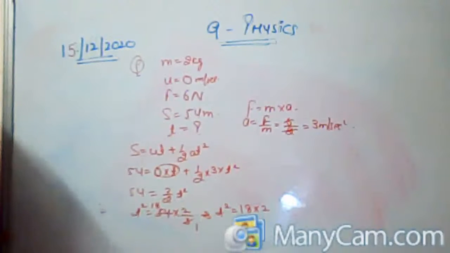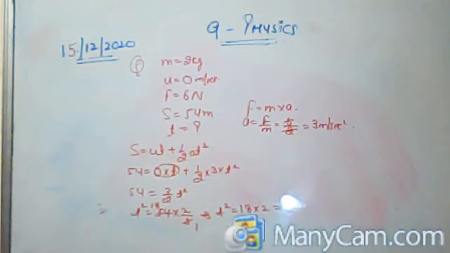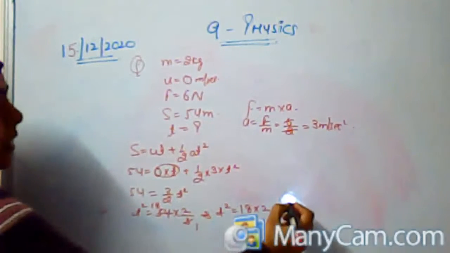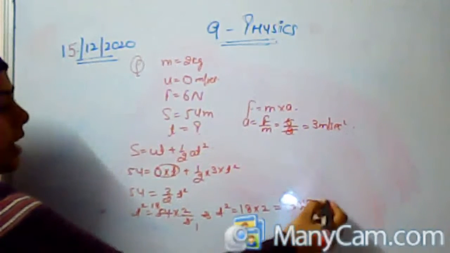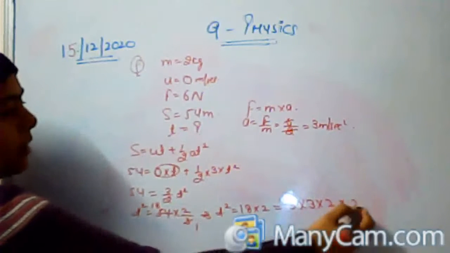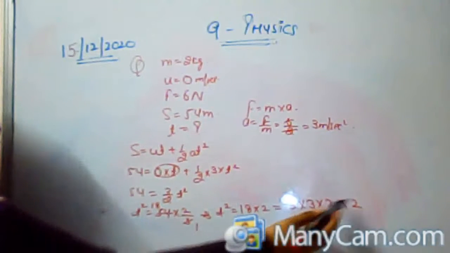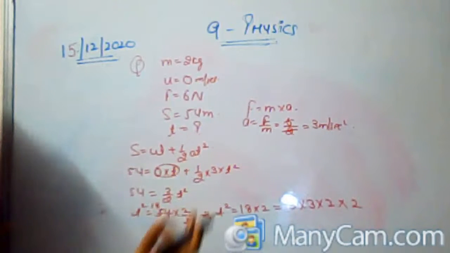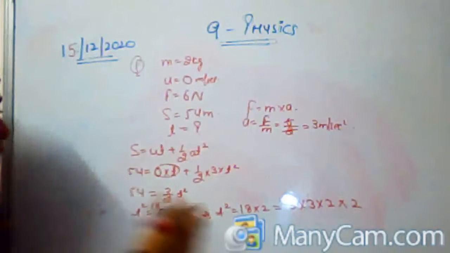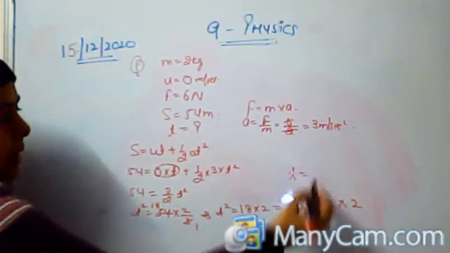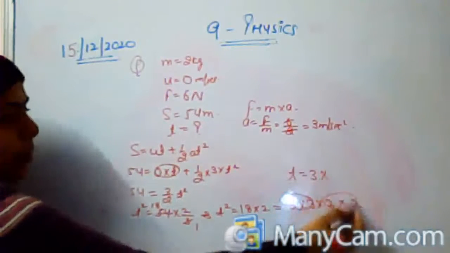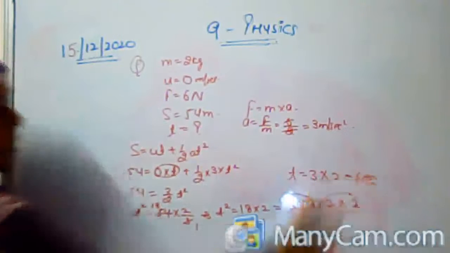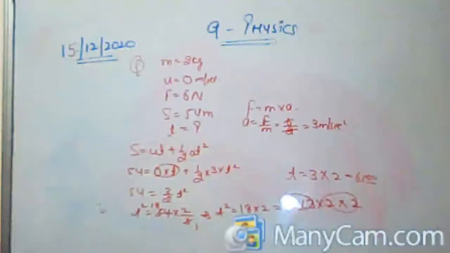Solve 18 into 2. We can write 18 as 3 threes are 9, 9 twos are 18, and there is this one more 2 left. So t square is equal to 3 into 3 into 2 into 2. Since it is a square, you take one of each pair. We need the value of t, so t is equal to one 3 and one 2, that is 6 seconds. So this is your answer. Those who have not done it, please write it in your notebook.